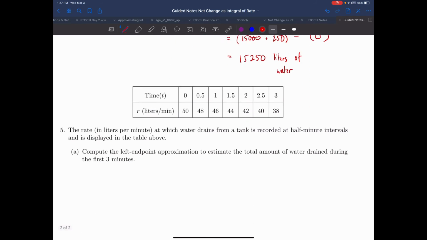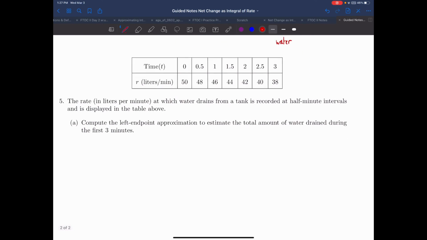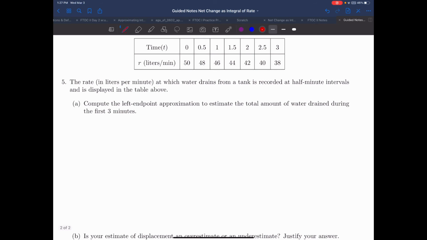Okay, so let's look at this one. We're given this chart of information, and it says the rate in liters per minute at which water drains from a tank is recorded at half-minute intervals and is displayed in the table above. Compute the left endpoint approximation to estimate the total amount of water drained during the first 3 minutes. So, we're estimating an integral value using some values which aren't consistent. So let's see what we can do here.